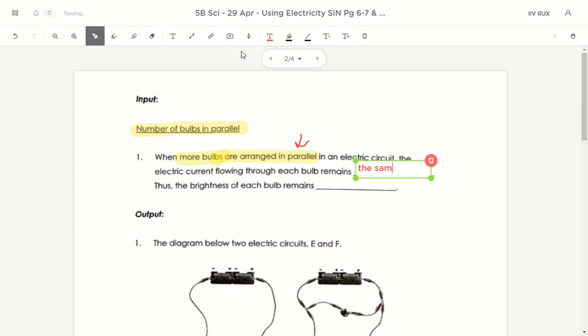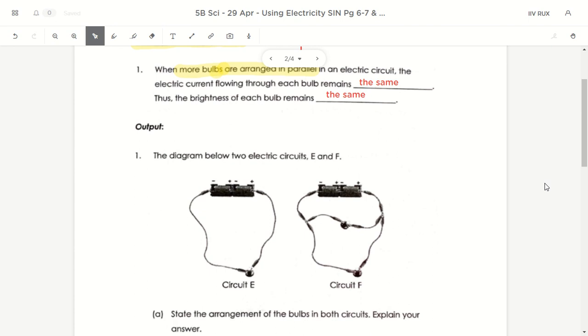Okay, so through the lesson yesterday, you realize that if the bulbs are connected in parallel, the electric current flowing through them remains the same, and if the electric current flowing through them is the same, the brightness will also remain the same. Alright, so we look at an example over here.